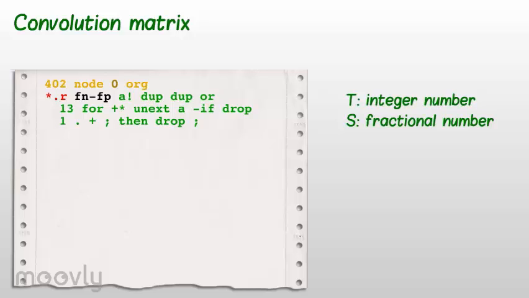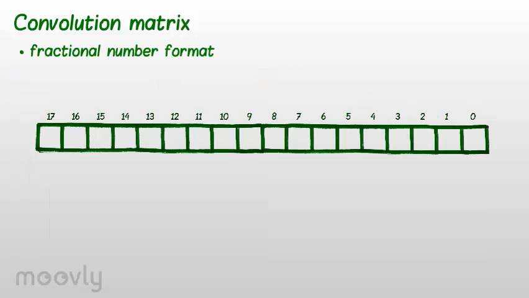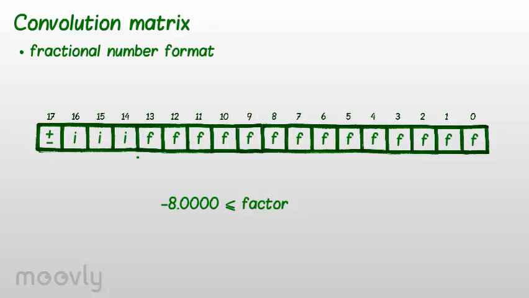The format of the fractional factor is the following. The most significant bit is a sign bit. Next 3 bits define an integer part of the number, and the remaining 14 bits define fractional part. Factors are therefore numbers defined in the interval from -8 to 8 exclusive. This interval has been chosen with respect to convolution filters used, as will be shown later.